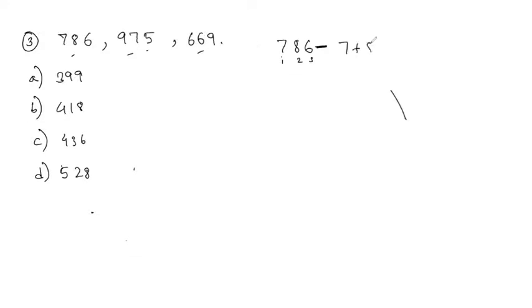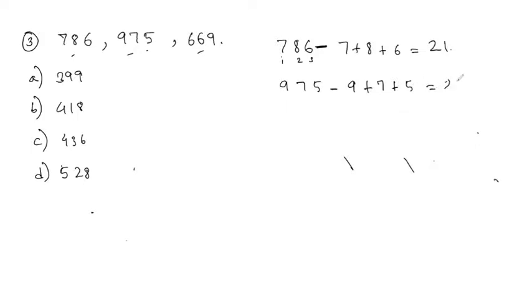786. What is 7 plus 8 plus 6? Tell me this answer. 21. Okay. So next number is 975. How many digits are there here? 3 digits. So let's do addition. What is the answer? 9 plus 7 plus 5?